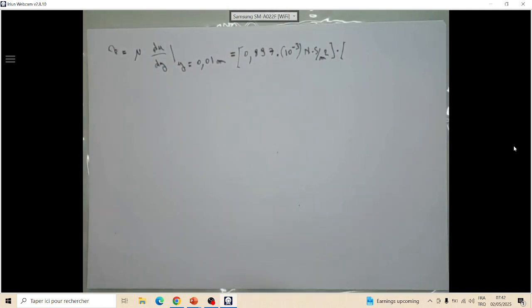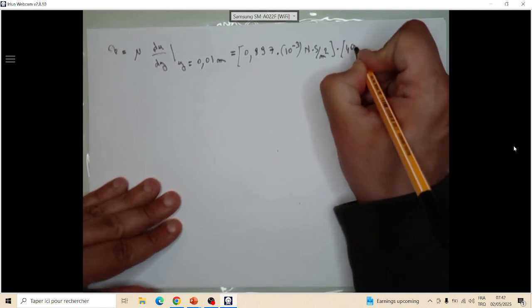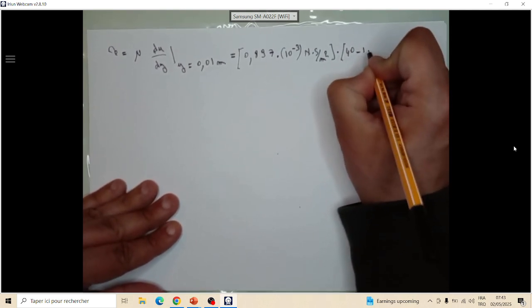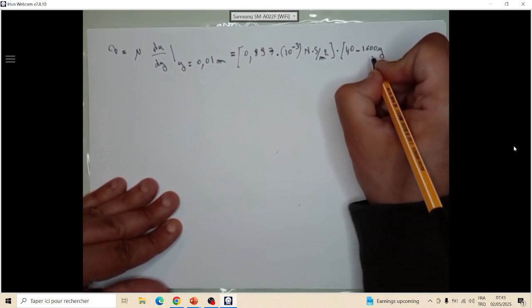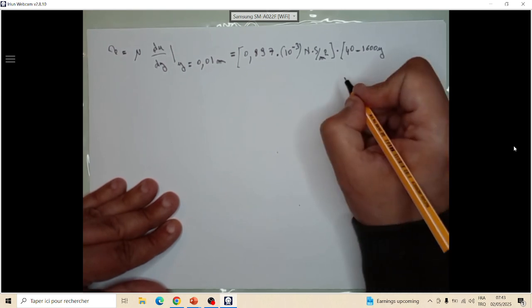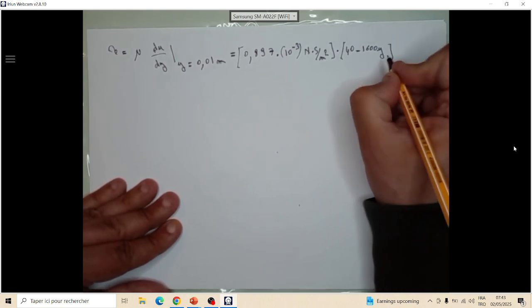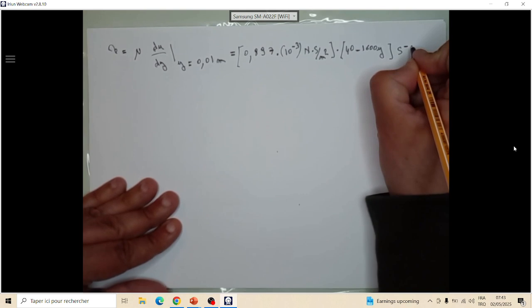So I will use this one. It will give me 40 minus 1600y, and the unit here will be second minus 1.